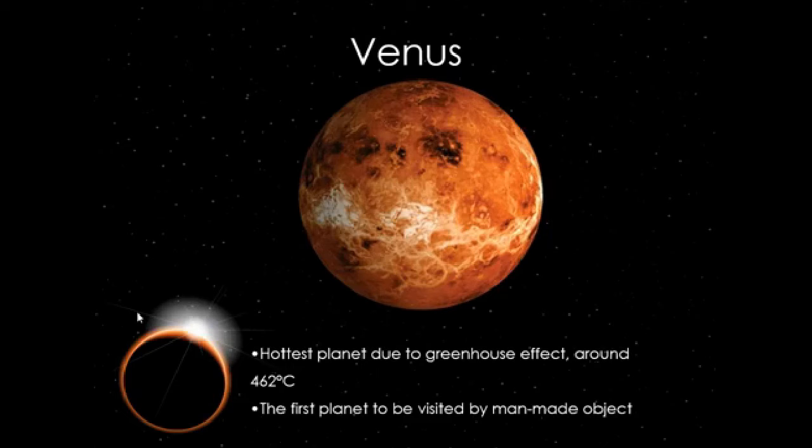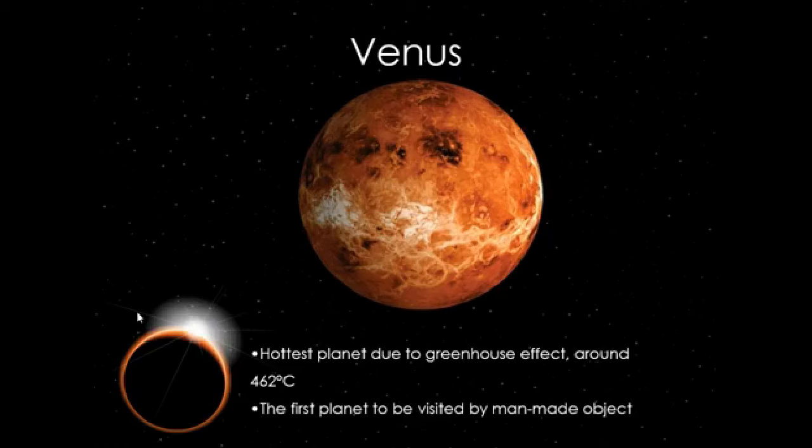So the thickness of the atmosphere, the mass of the atmosphere, acts the same way as a blanket does. The more massive the atmosphere, the warmer the planet. And that is why Venus, with such a massive atmosphere, is the hottest planet in our solar system at 462 degrees. It's also got another claim to fame in that it was the very first planet to be visited by a man-made object. In 1970, the USSR at the time actually sent spacecraft to Venus.